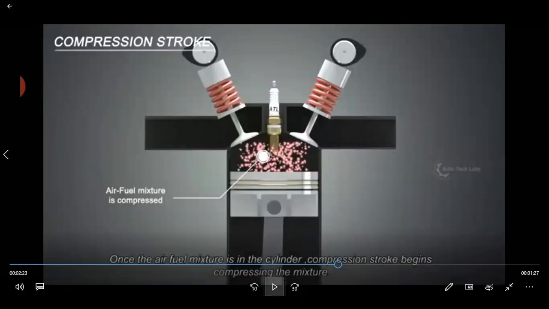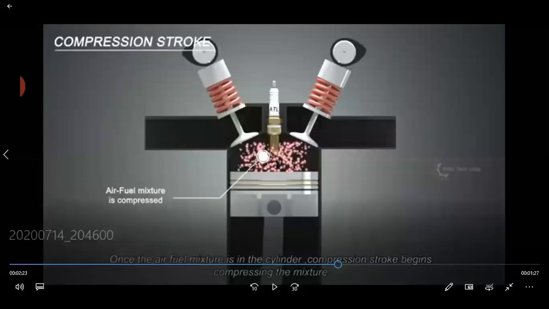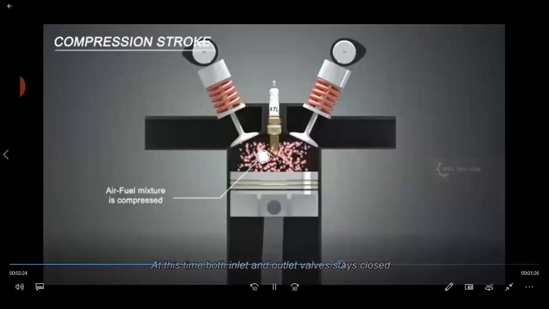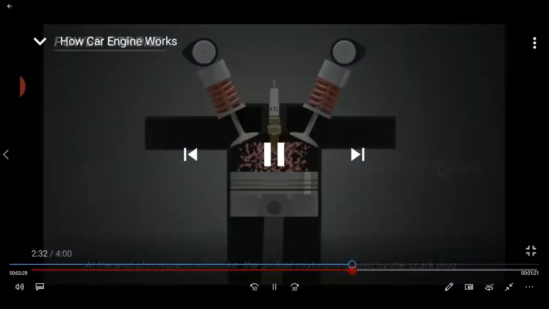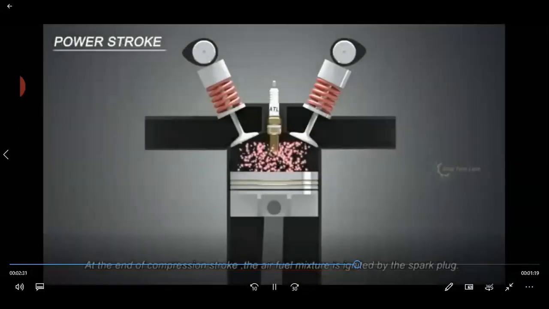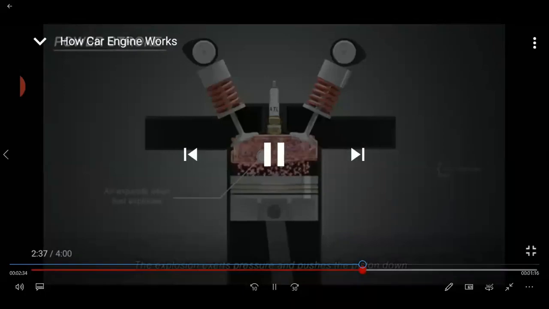And see, petrol requires a spark plug. It cannot ignite on its own. Diesel is a different story, but for petrol the self ignition temperature is high, therefore it requires a spark plug. The spark plug here which is shown in the middle is getting its current from the battery. So the air fuel mixture gets ignited here. Both the inlet and outlet valves are closed here. At the end of compression stroke, the air fuel mixture is ignited by the spark plug.